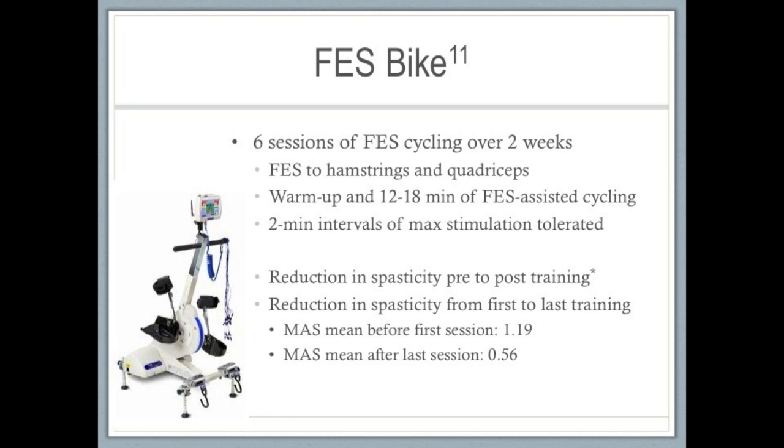One study looked at 8 patients with MS that completed 6 FES cycling sessions over 2 weeks. The FES cycling protocol included 12 to 18 minutes of cycling, including 6 minutes of FES-supported cycling. There were significant effects for acute reductions of spasticity immediately after training. The overall effect following the 2-week intervention was a decrease in spasticity as measured by the modified Ashworth scale. The subjects that benefited most were those with higher degrees of disability.